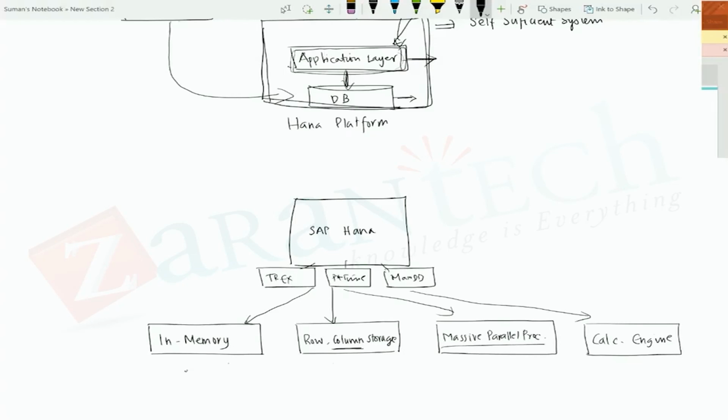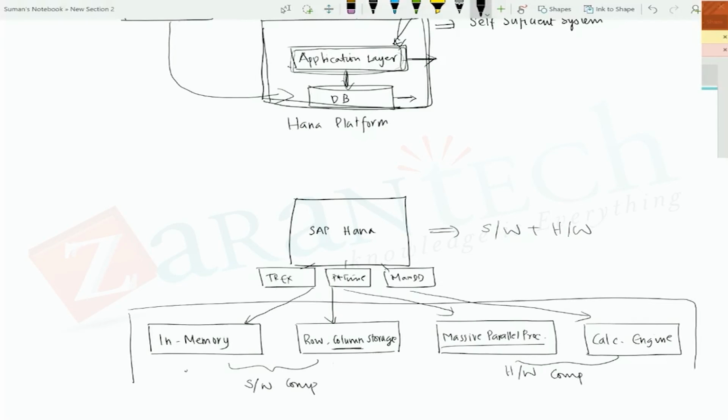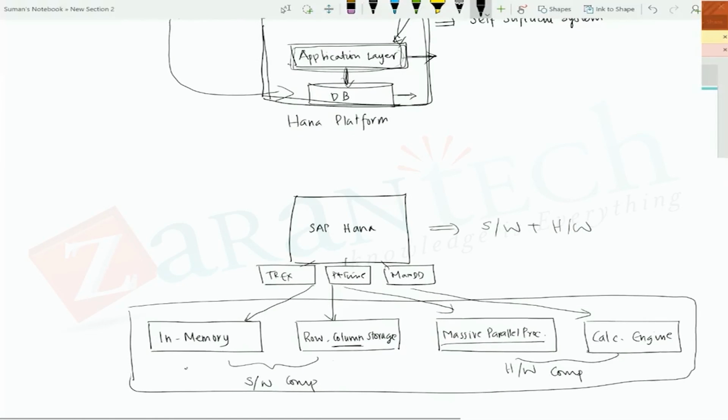So if you look at these two, you're talking about the software components. When you look at these functionalities, you're also talking about the hardware components. As I mentioned, SAP HANA is a combination of software and hardware, right? So what we are going to do is talk in depth about what these four things are. We will deep dive and understand what each of these functionalities are about, what its capabilities are, what potential it has, and how it is making SAP HANA extremely faster.